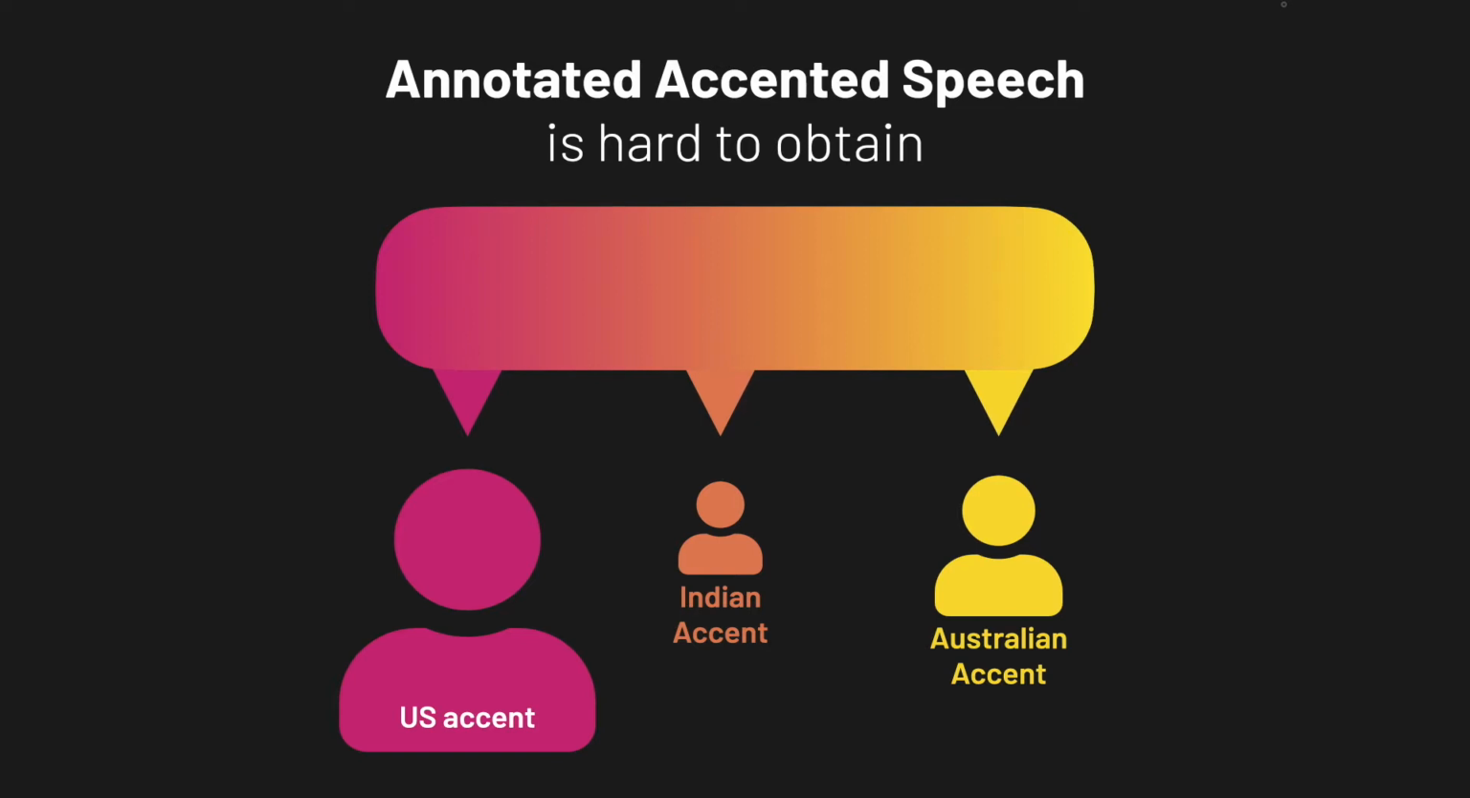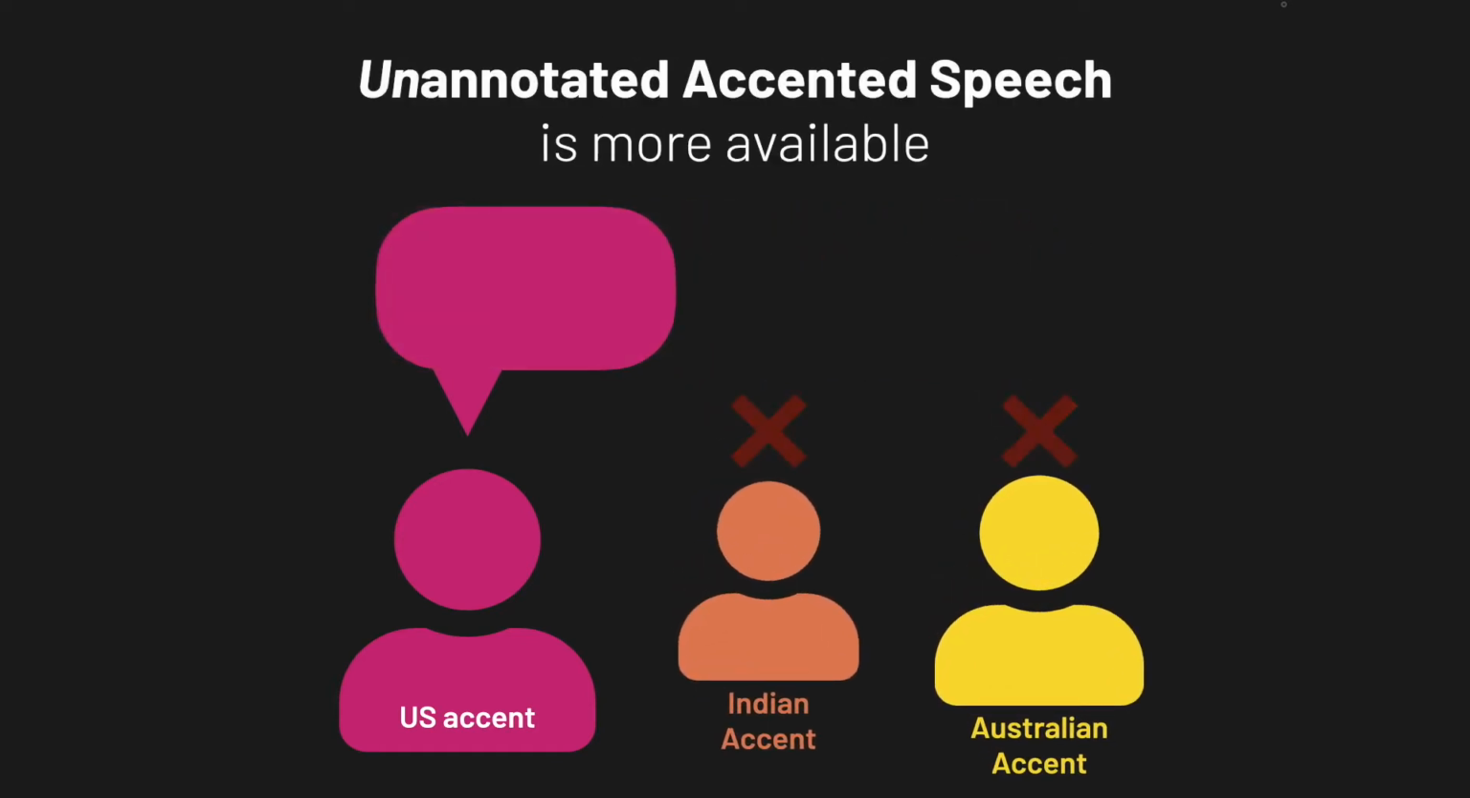So, for example, we may have a lot of annotated US accent data, but not as much annotated data for Indian and Australian accents. So while we have huge amounts of annotated data from certain locales, it is oftentimes the case in practice that we only have access to unannotated data from other locales as it is easier to collect.